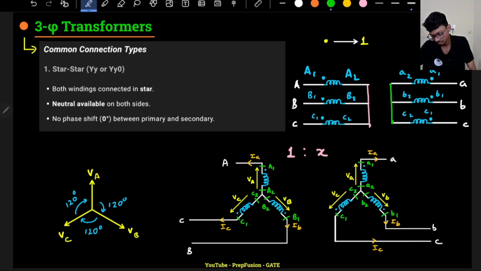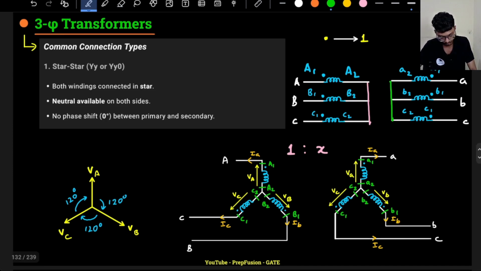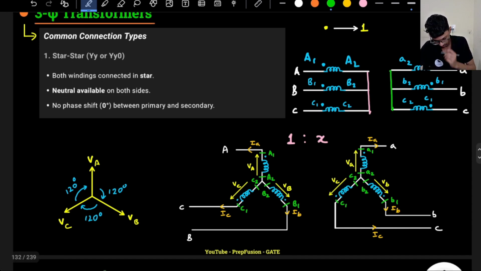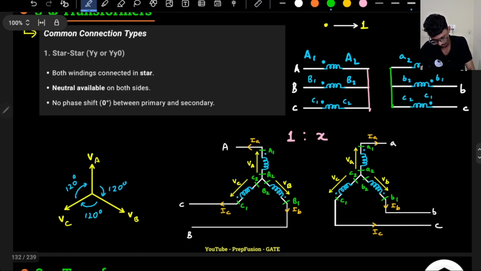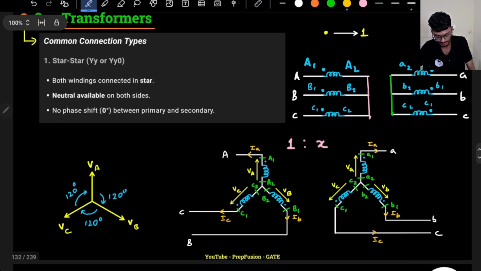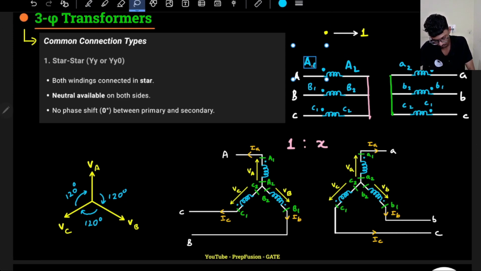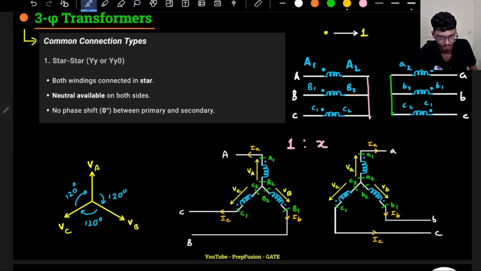Got it? So now, what is the other thing? How do I find out the phase difference now?